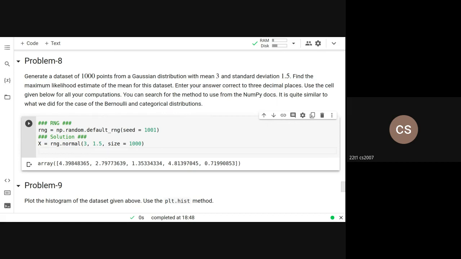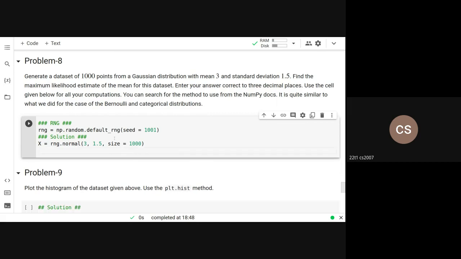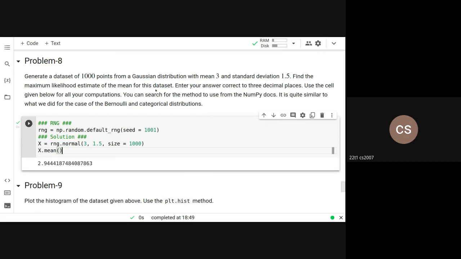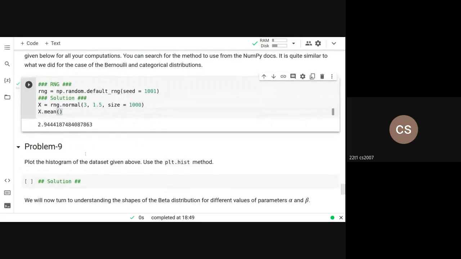Okay, so we have a Gaussian. Now what is the MLE for this case? The sample mean, again the sample mean, right? So I again just do x.mean. Okay, so this is close to 3 as usual, as we expect. So that is as simple as that.